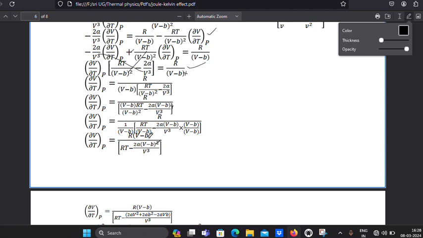So R into V minus v. Now in the denominator RT is there here. Because V − b is already taken outside, it cannot be present here. Because 1/(V − b) is taken, it cannot be present. Here only RT is present. Already these two cancel. 1/(V − b) you have to take, it is already taken, only RT is present here. Then 2a (V − b)² over V³ is taken outside here. So this is now.